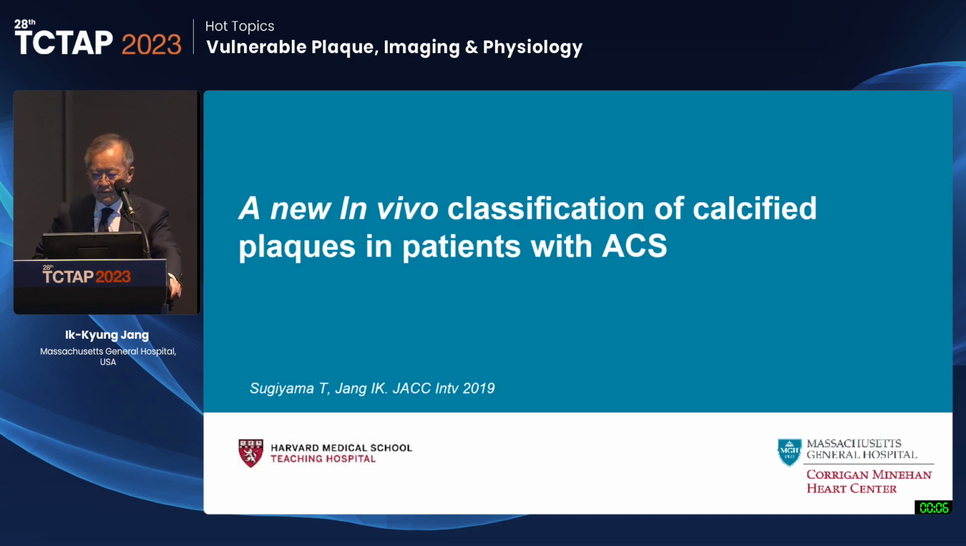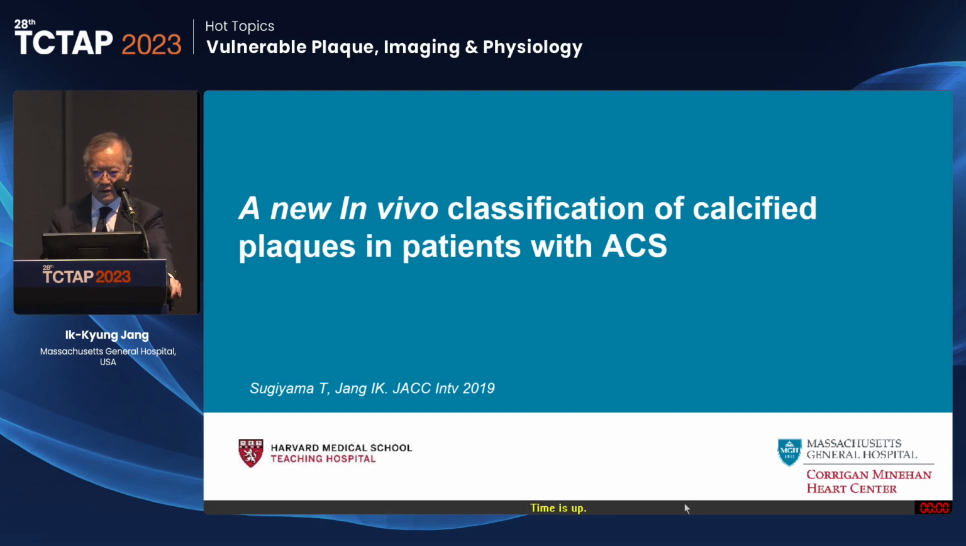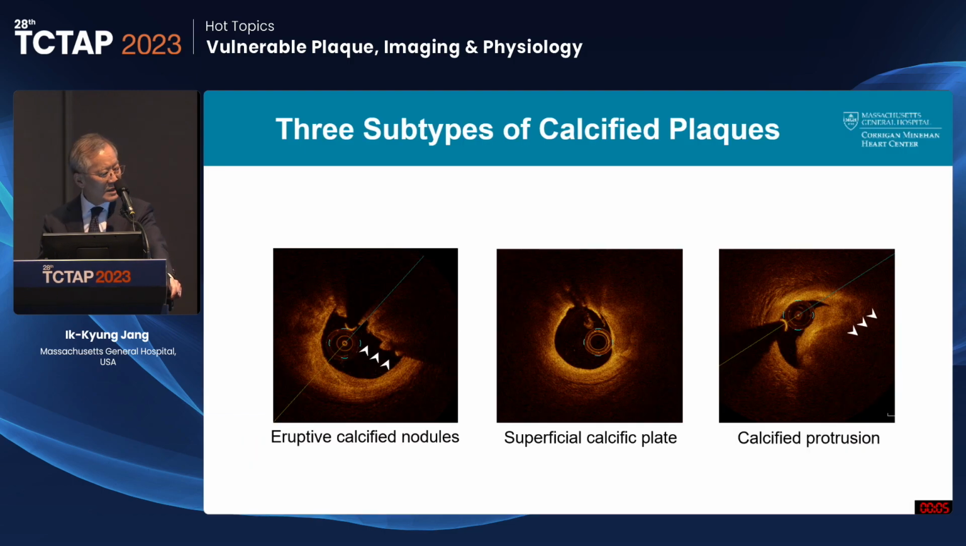So next is calcified plaque. I still don't understand why only calcified nodule has been reported. Maybe Aloke can explain to me. But when we look at in vivo patients with ACS, at the culprit lesion, we found 3 distinct types of calcified plaque. Eruptive calcified nodule, that's ruptured nodules, and then superficial calcific plate, where you don't see any nodules, and then a rare type is calcified protrusion.